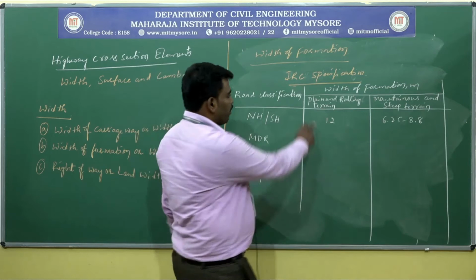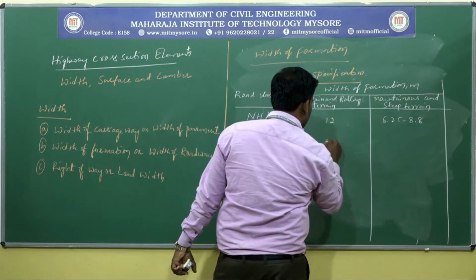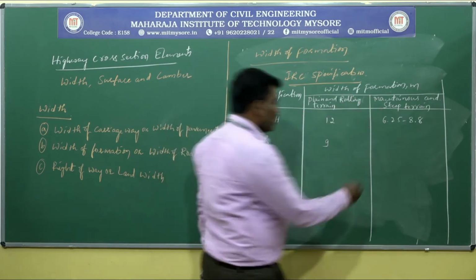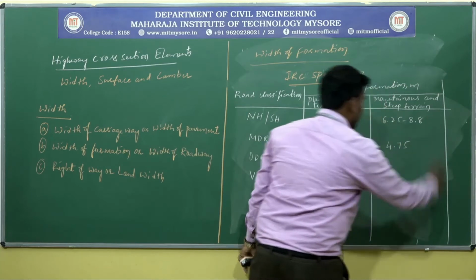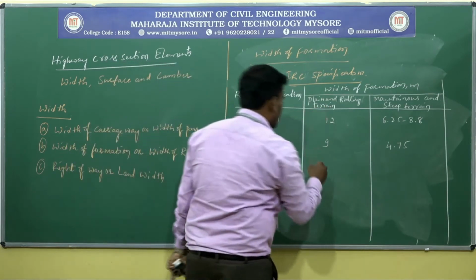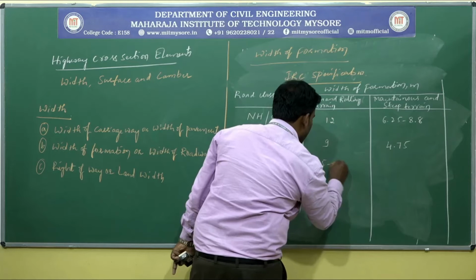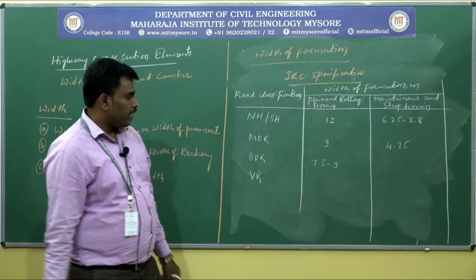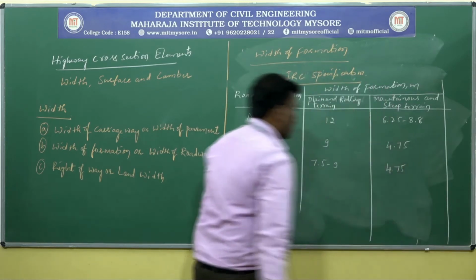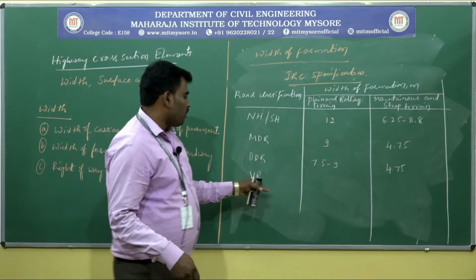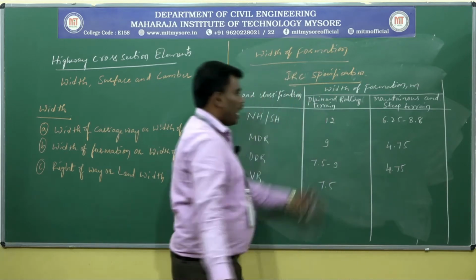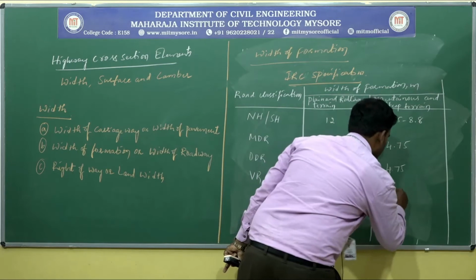For major district road in plain and rolling terrain, it's about 9 meter. In mountainous and steep terrain for major district road, it's about 4.75 meter. For other district roads in plain and rolling terrain, it is from 7.5 to 9 meter. In case of mountainous and steep terrain, it is 4.75 meter. Next, for village road, for plain and rolling terrain, it is about 7.5 meter, and in mountainous and steep terrain, it is 4 meter.